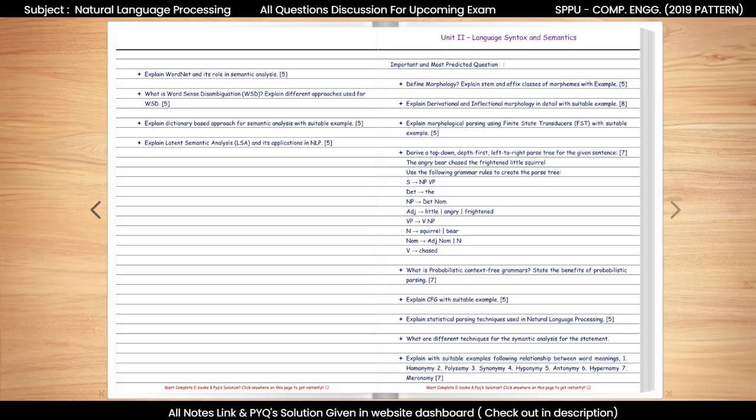Now, let us move on to our next important topic, morphological parsing using finite state transducers. From this topic, we can expect questions such as, explain morphological parsing using finite state transducers with suitable example. Morphological parsing breaks a word into its morphemes using finite state transducers.